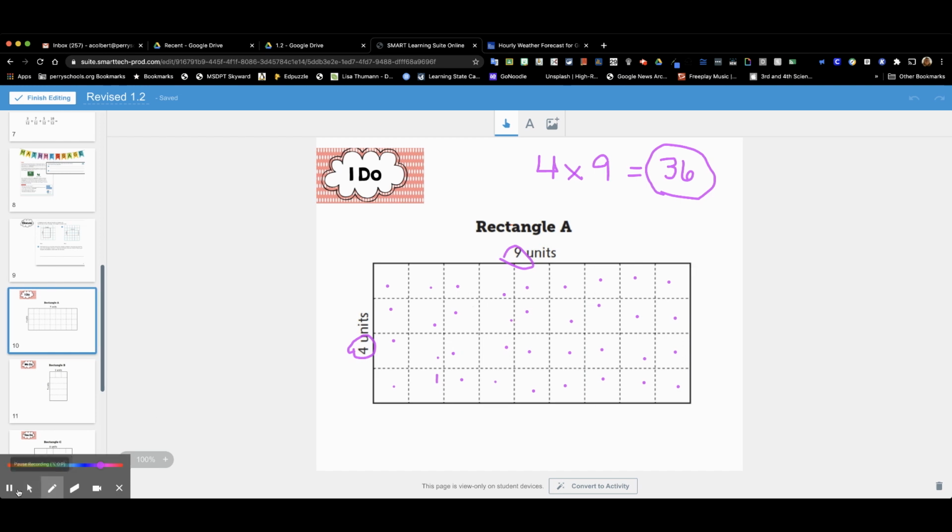area. So I would say the area of this rectangle A is 36 units squared, or 36 squared units.